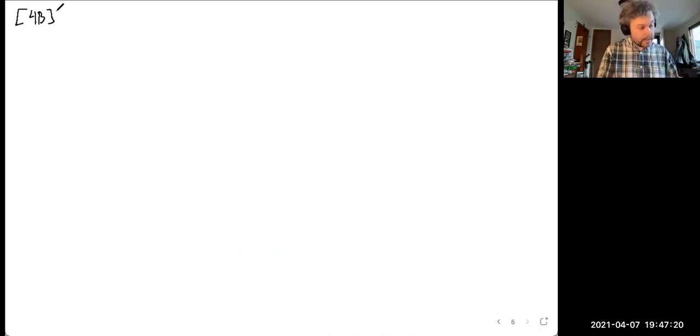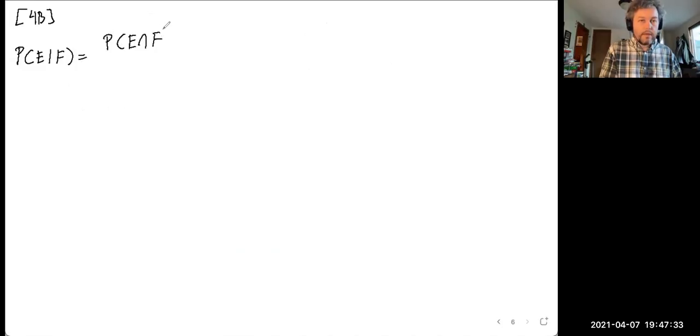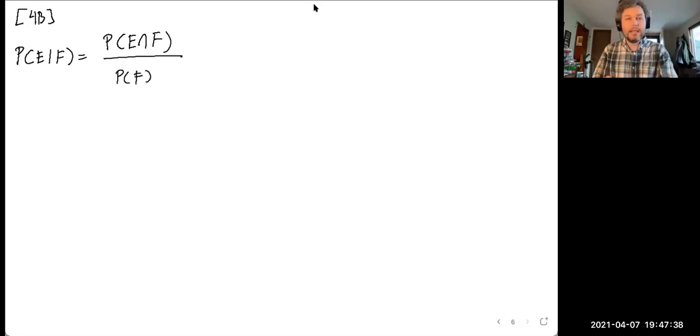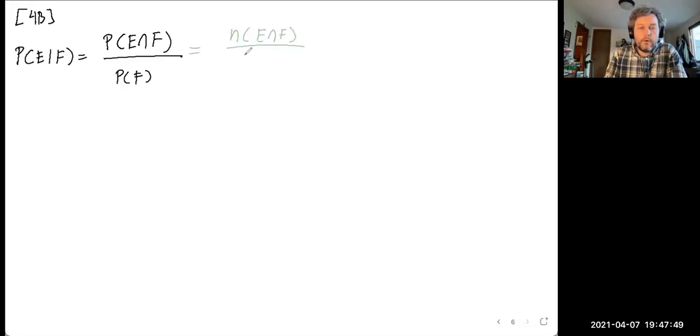So we've defined conditional probability. It's the same exact definition. The probability of event E, given that event F occurred, is now the probability of E and F over the probability of F. That is slightly different than what we had before. What we had before was the number of E and F over the number of F. Now I'm saying that that's the same thing as the probability. And how could that be?